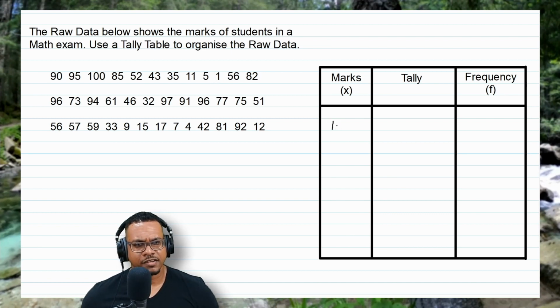So I'll have 1 to 10. And then following that, we'll have 11 to 20 with that same pattern. And then 21 to 30. Now remember, we had to go up to 100.